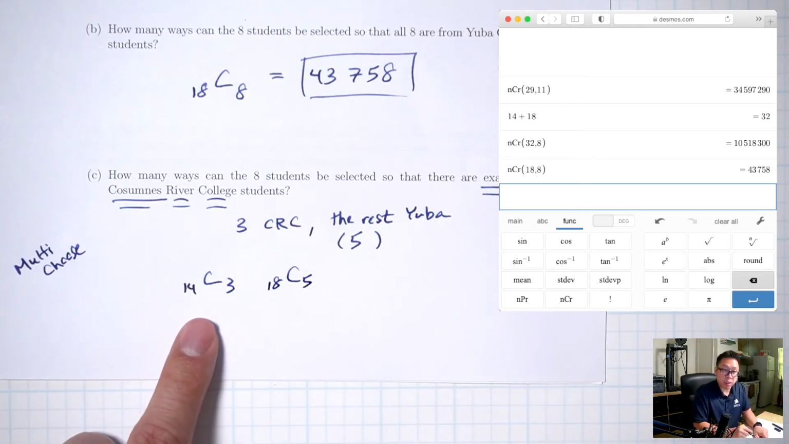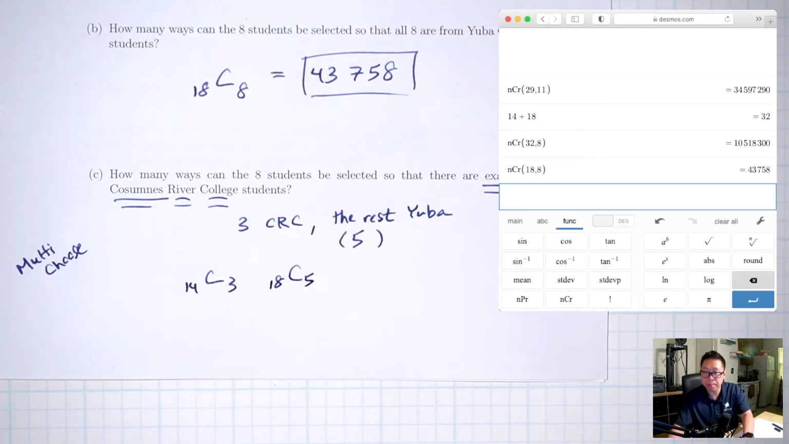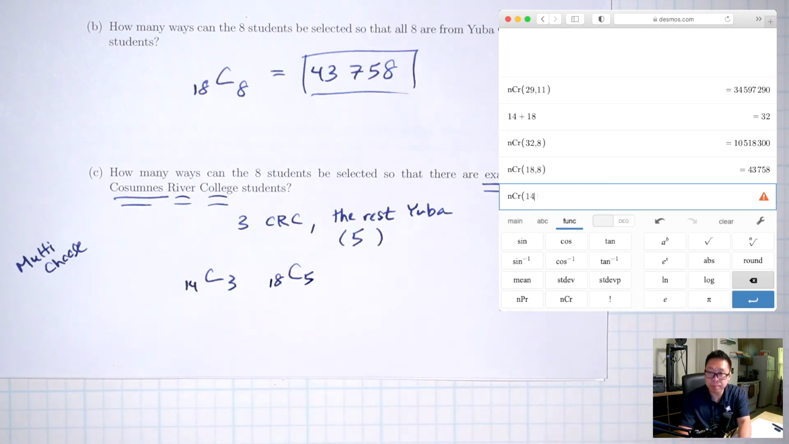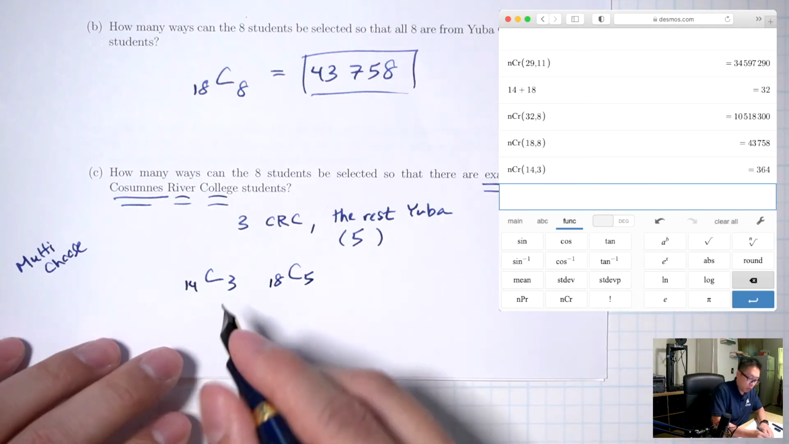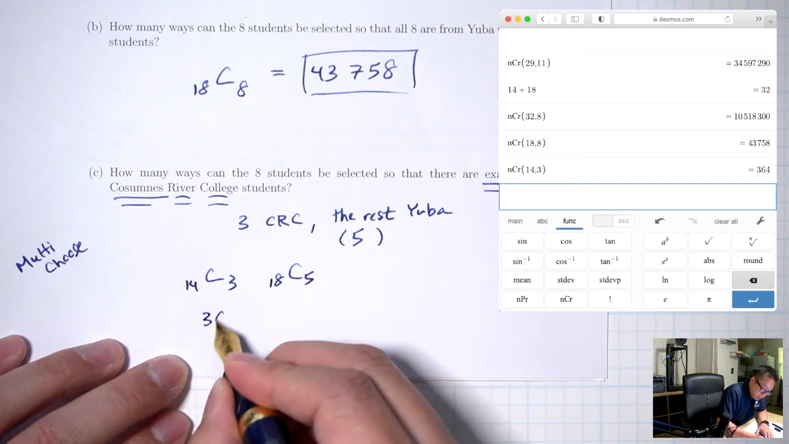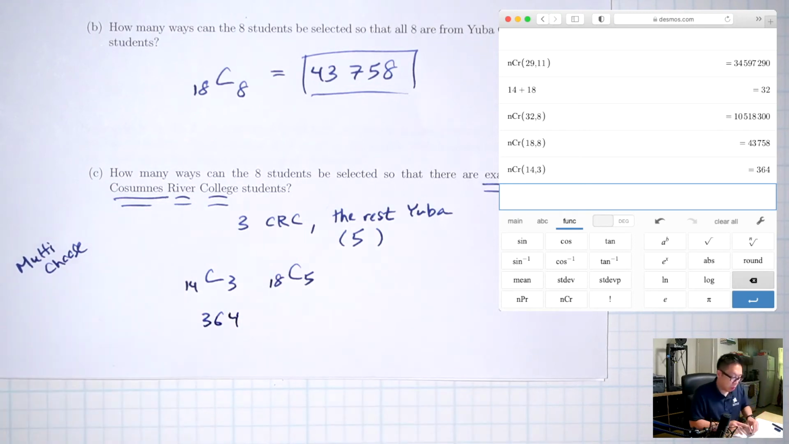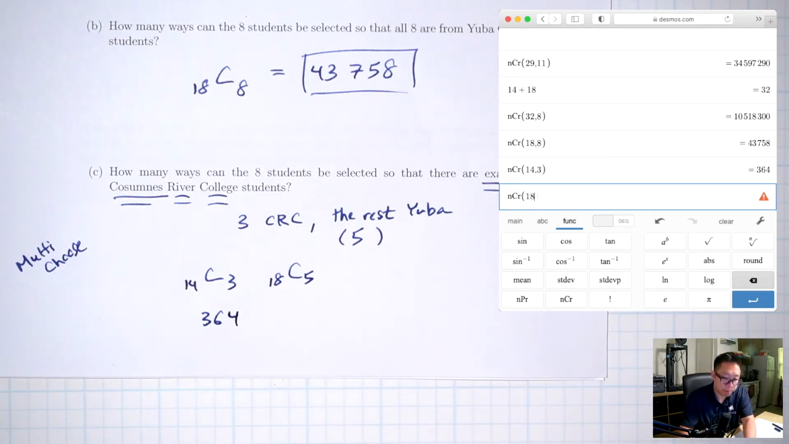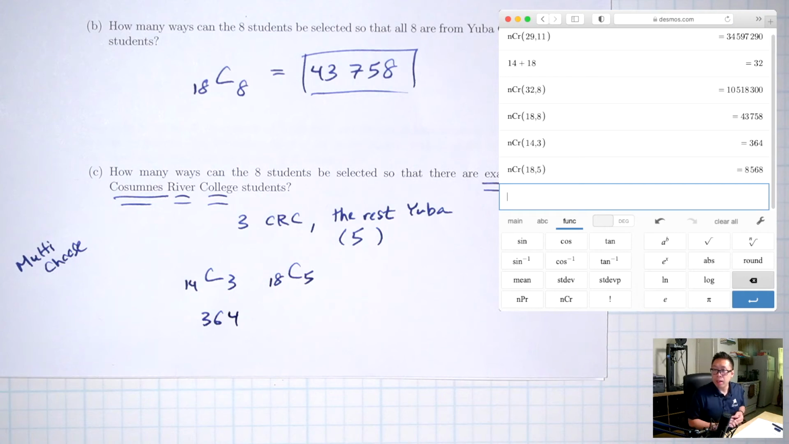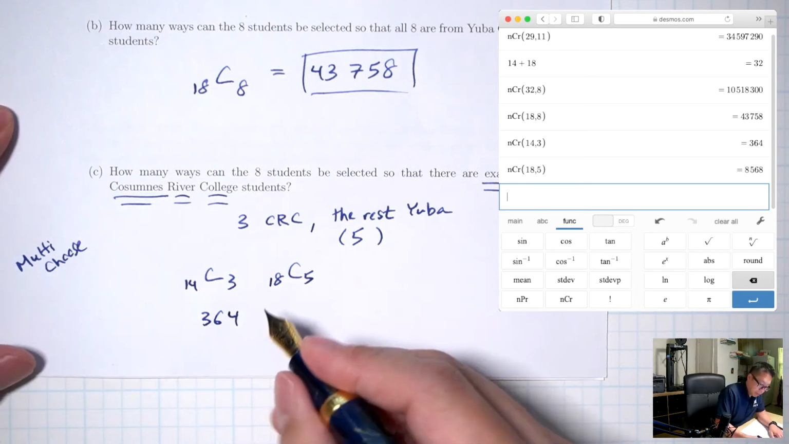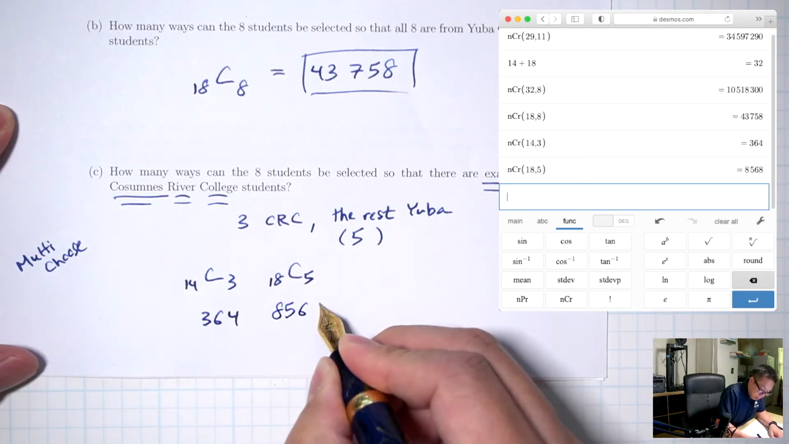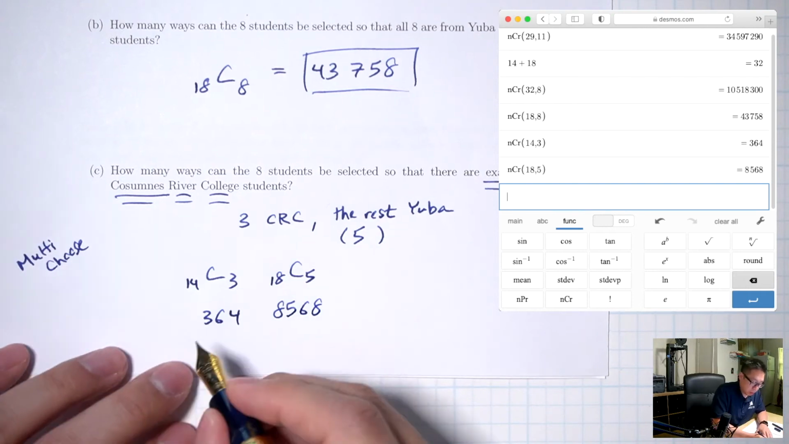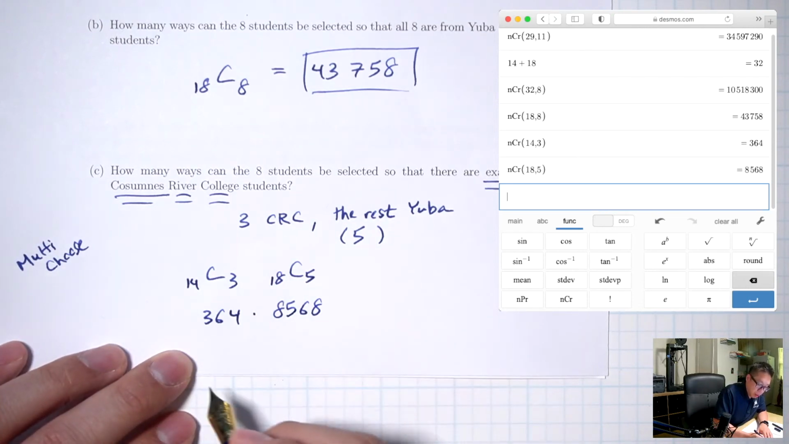Do each of these combinations. So nCr. First one, 14 comma 3: 364. The second one, nCr again, 18 comma 5: 8568. Okay, and then your final answer is going to be 364 times 8568.